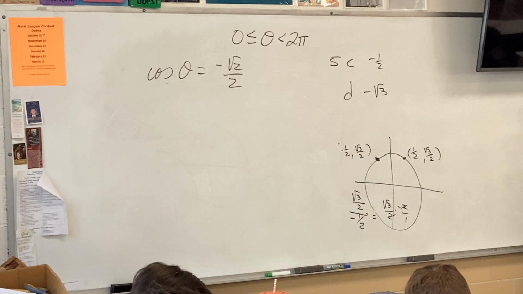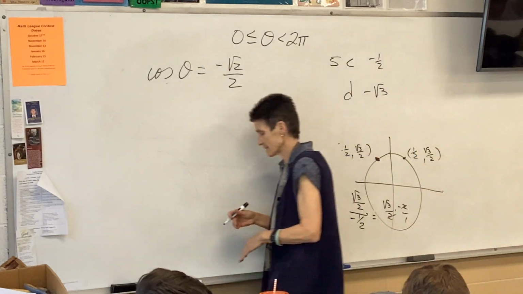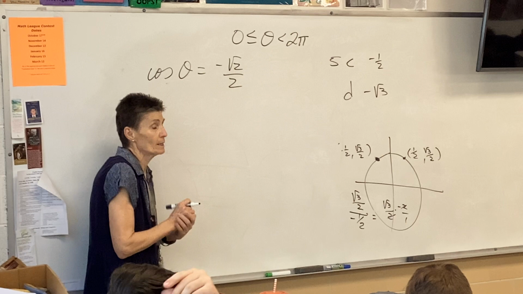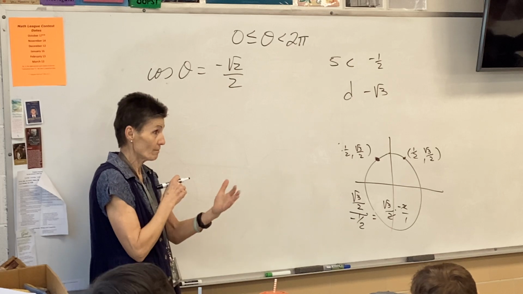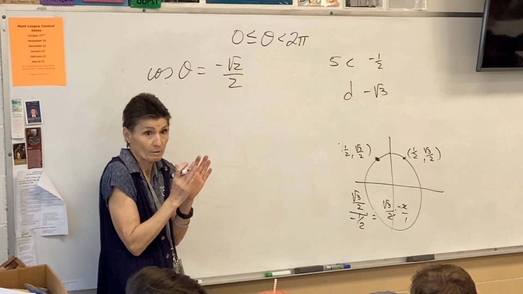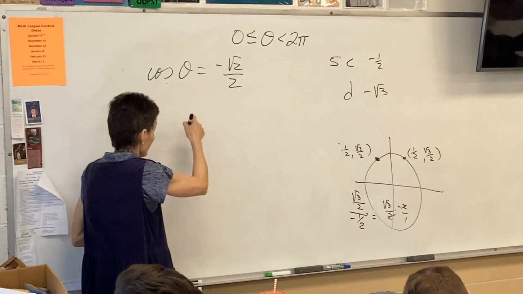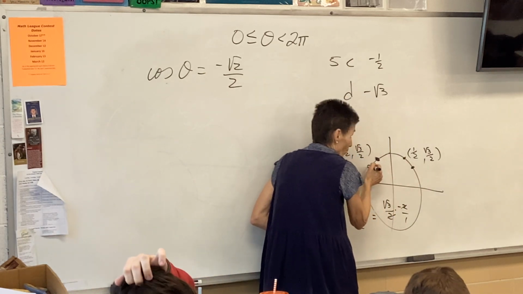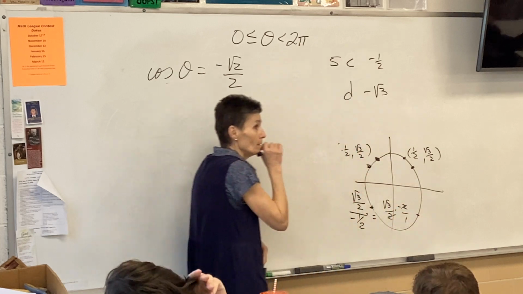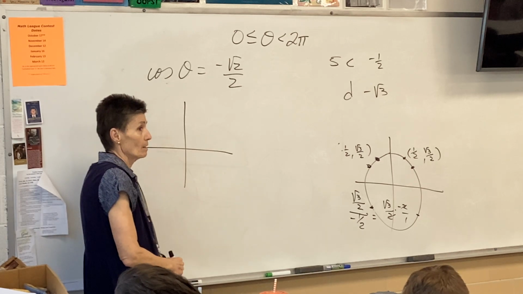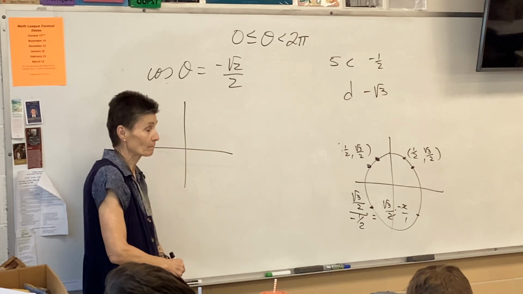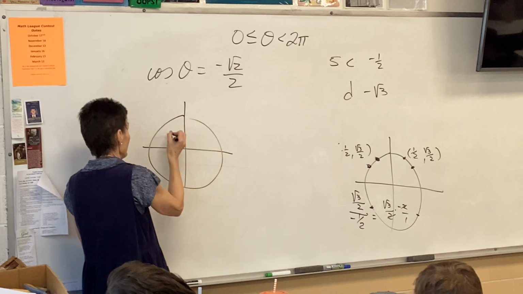Now, can anybody tell what size angle I'm talking about if the cosine is root 2 over 2? That's a 45, or in radians, pi over 4. So this is going to be one or more of my pi over 4s, right? Now, if the cosine is negative, then that means x is negative. And that means that I must be looking over here and here.